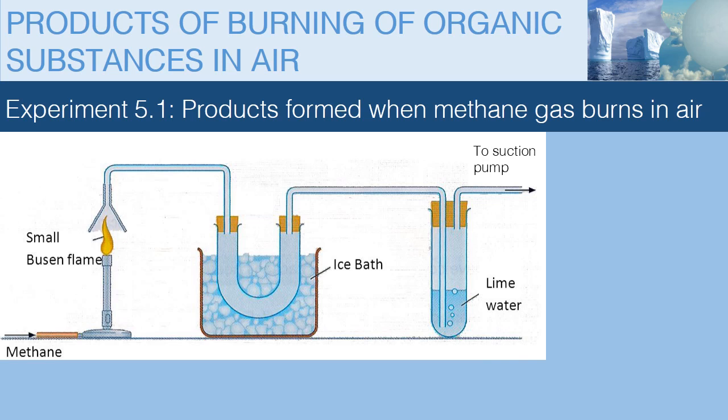The products that are formed include a colorless liquid that condenses in this U-tube, because the products are sucked with the suction pump from the flame, and the vapors of a colorless liquid condense inside the U-tube. This liquid turns white anhydrous copper 2 sulfate blue, meaning that the liquid is water.